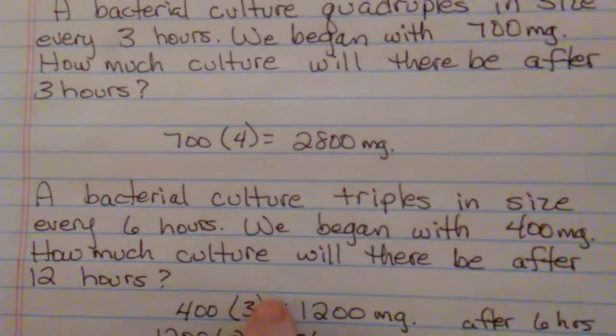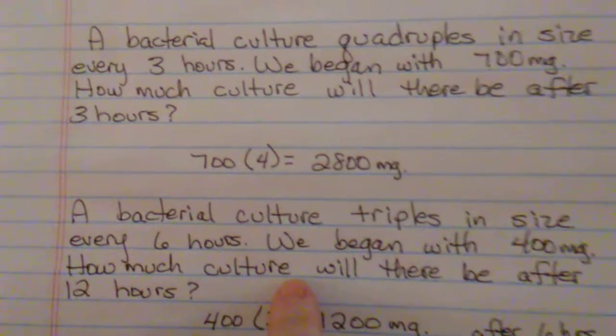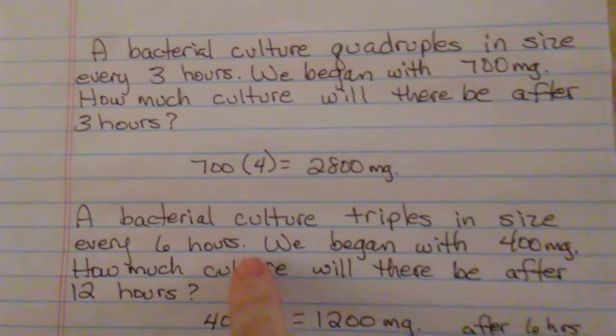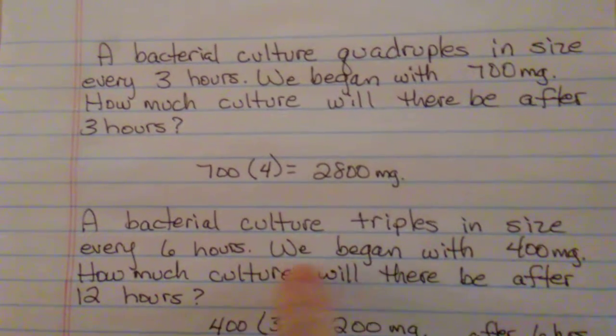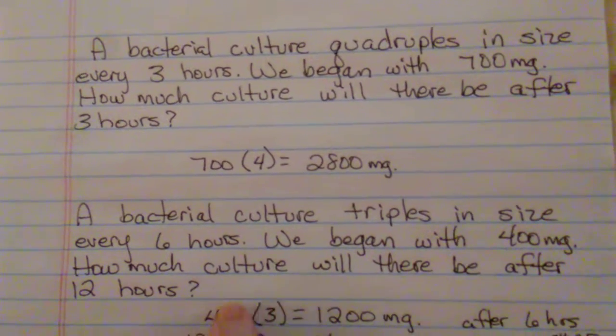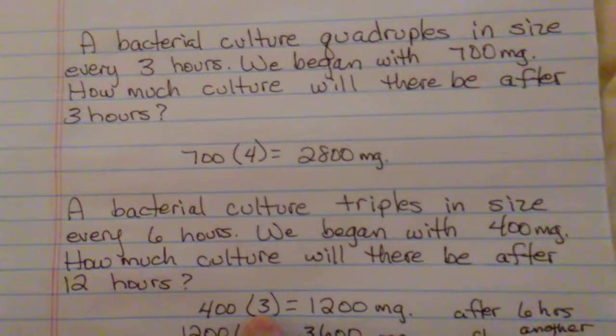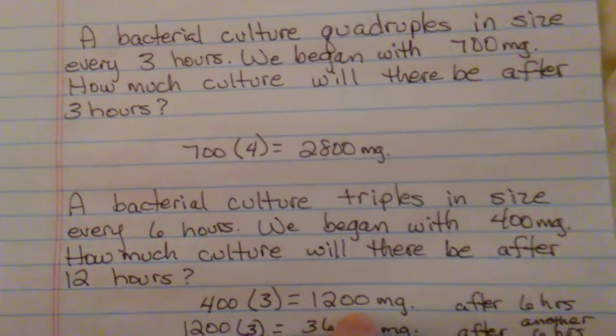Here's another problem. This is another exponential growth. A bacterial culture triples in size every 6 hours. We begin with 400 milligrams. How much culture will there be after 12 hours? Well, after 6 hours, it triples. So that's 400 times 3, and we get 1,200.